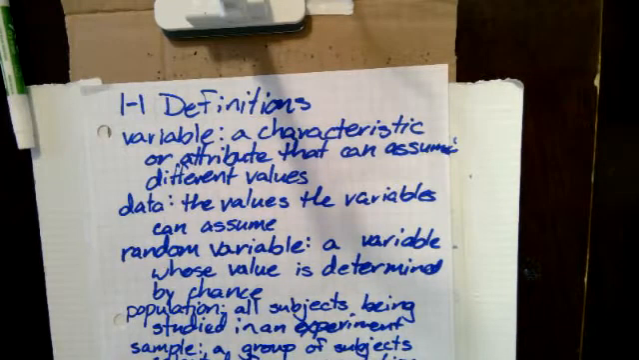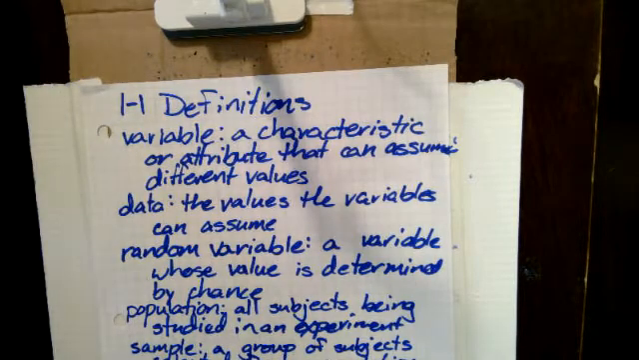We are going over section 1.1 in the textbook. We're going to talk about some important definitions that we're going to use over the next few months. A variable for statistics is a characteristic or attribute that can assume different values.